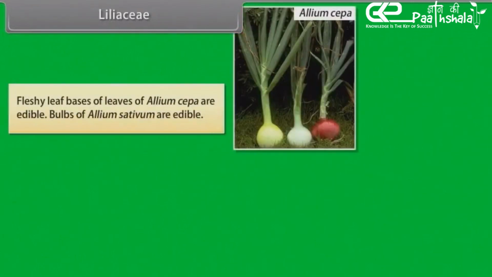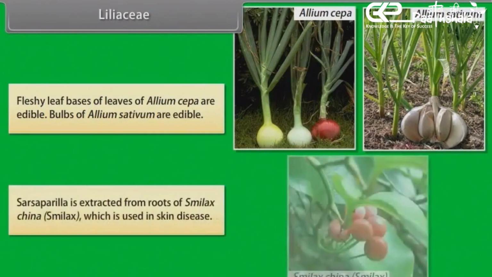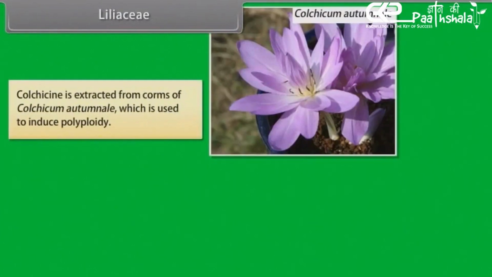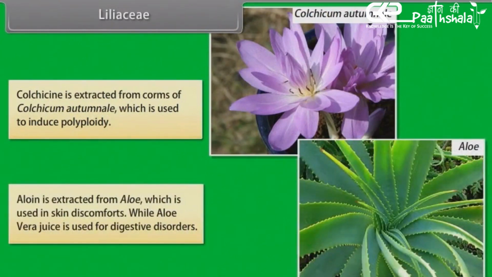Fleshy leaf bases of leaves of Allium cepa are edible. Bulbs of Allium sativum are edible. Sarsaparilla is extracted from roots of Smilax china, which is used in skin disease. Colchicine is extracted from corms of Colchicum autumnale, which is used to induce polyploidy. Aloin is extracted from aloe, which is used in skin discomforts, while aloe vera juice is used for digestive disorders.